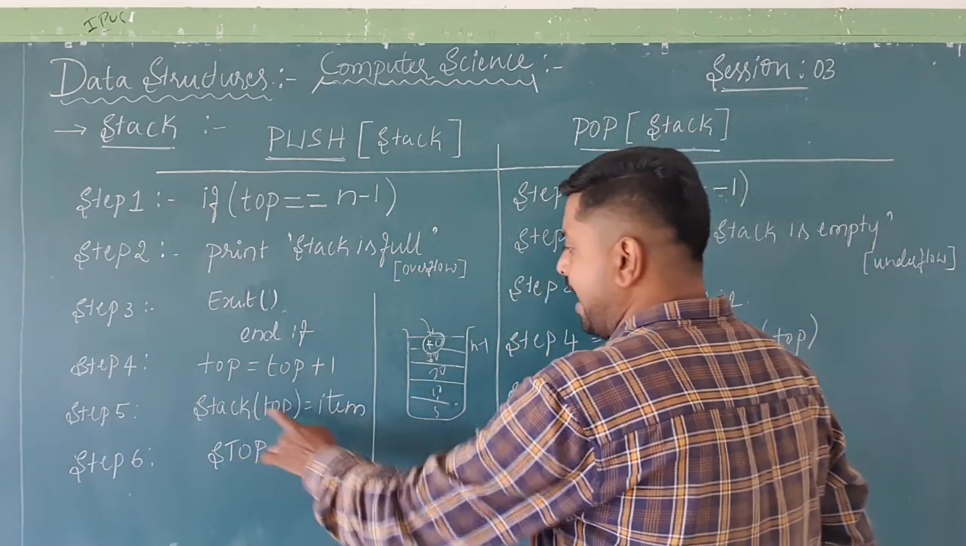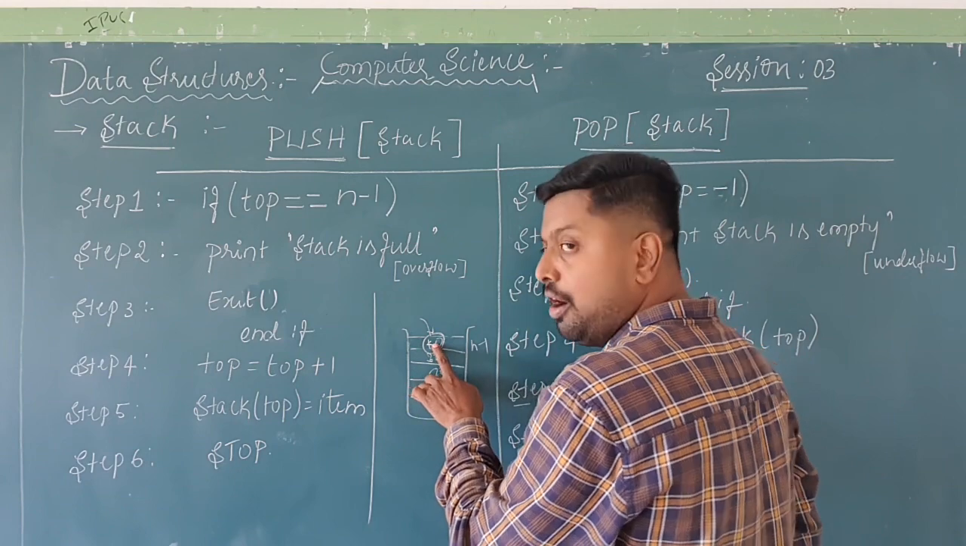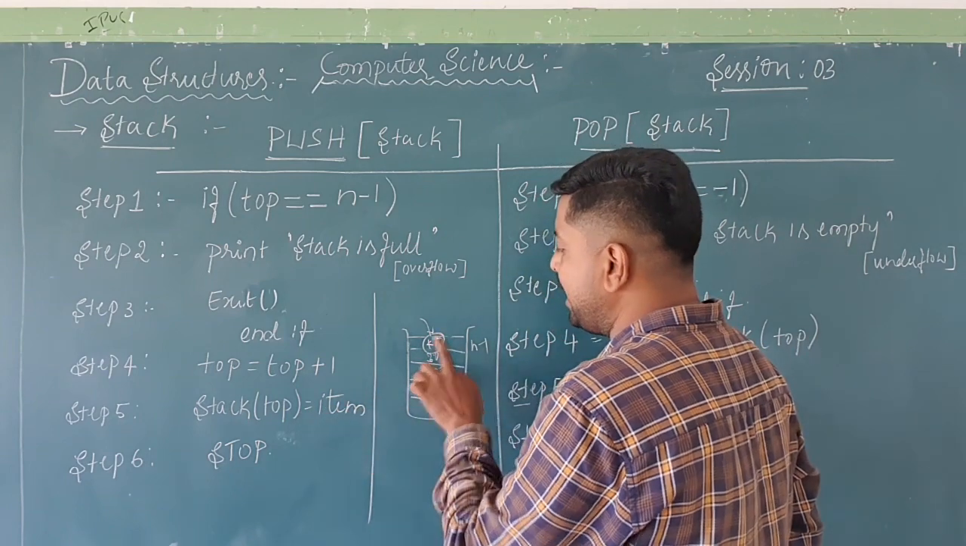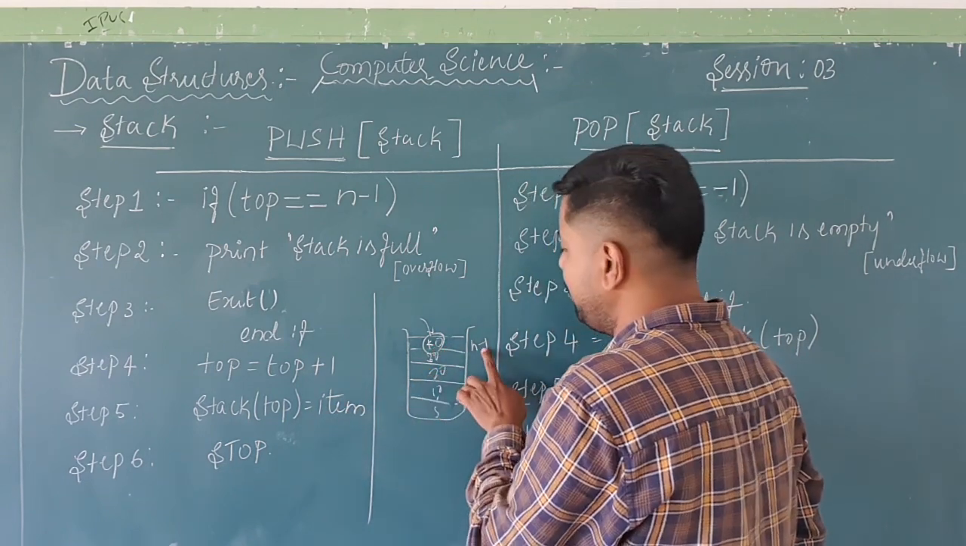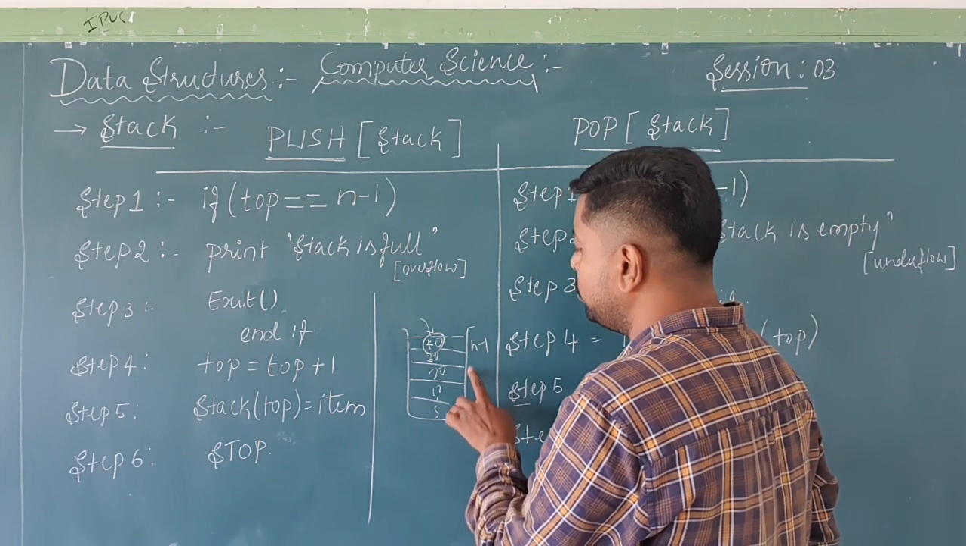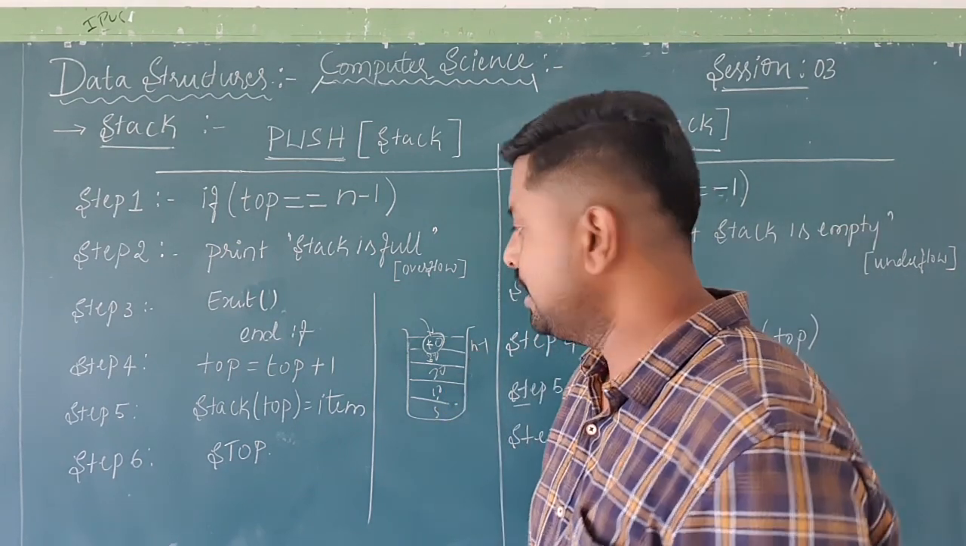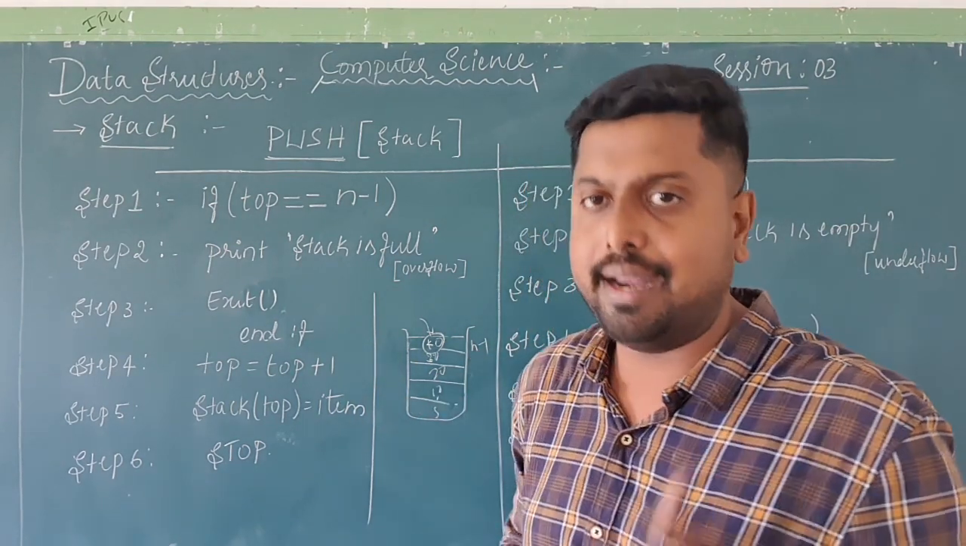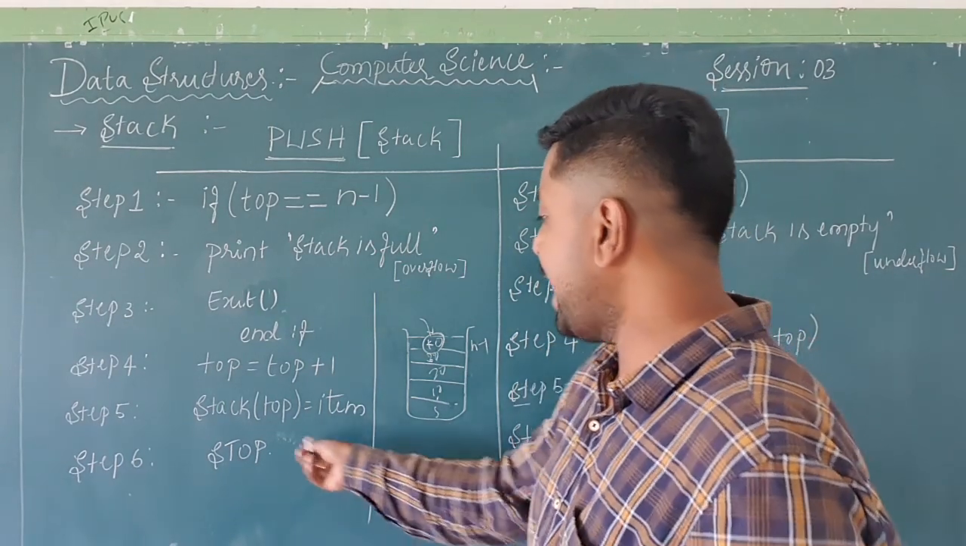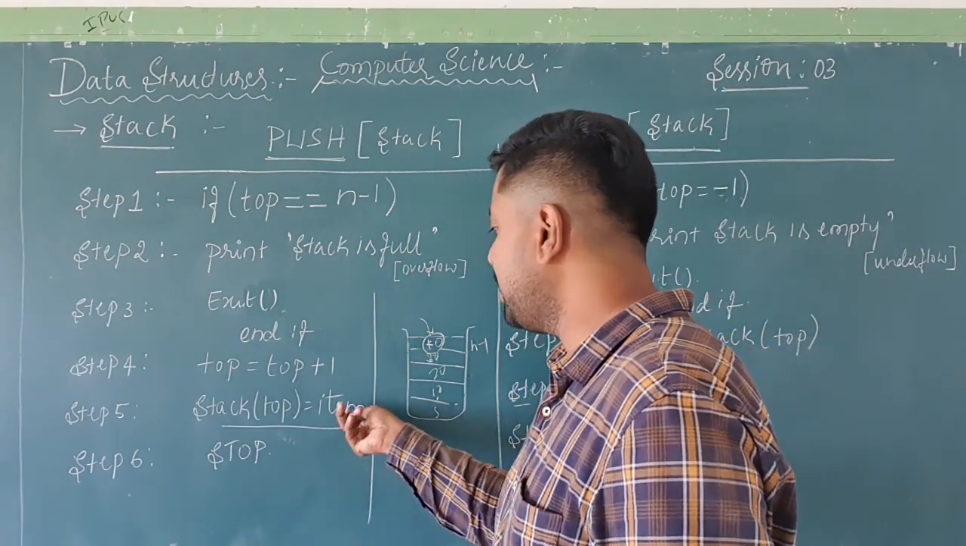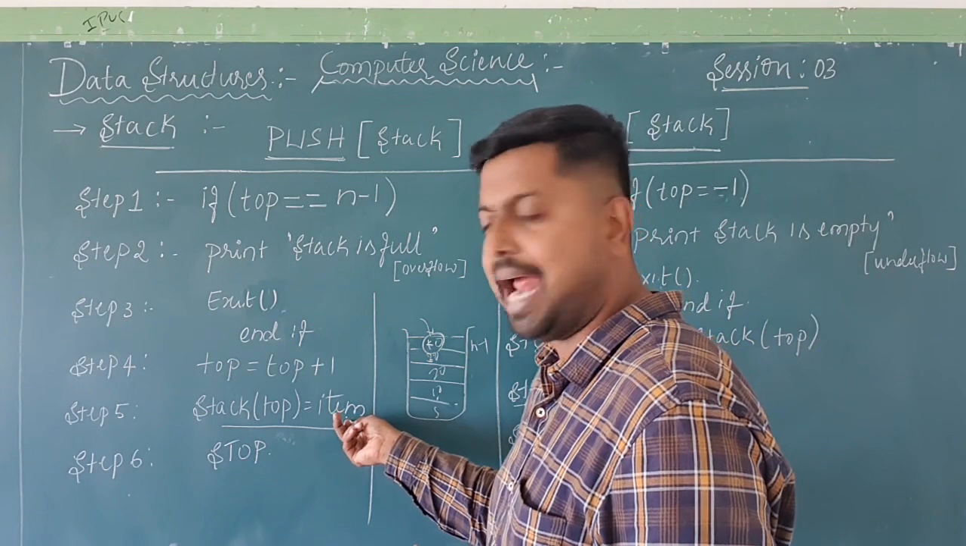See here, stack of top. Now that is the value of 40. Then what will be the item? 40 will be the item. In which place? 0, 1, 2, 3, 4. In the 4th place, this 40 will be added. So stack of top is equal to item is equal to 40. 40 will be the new element added.